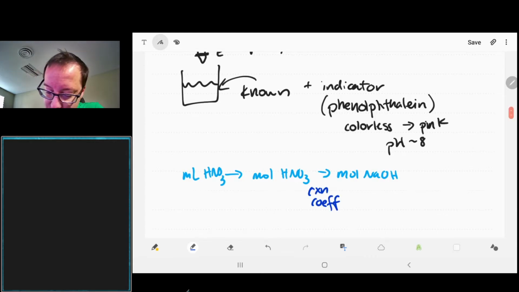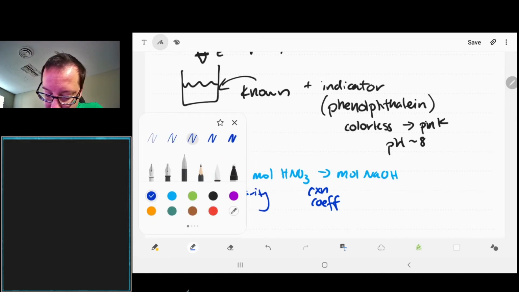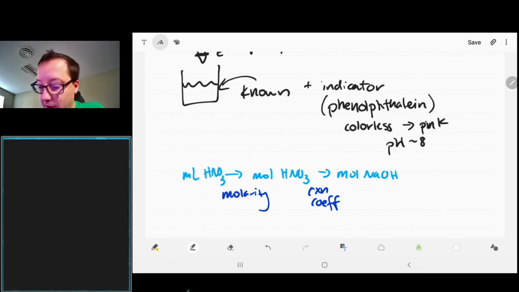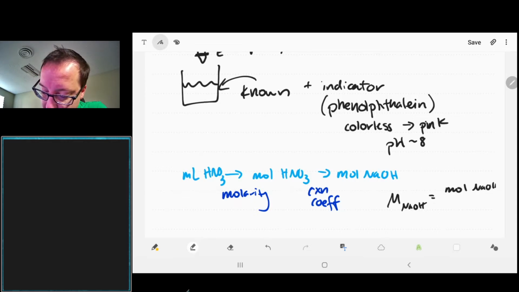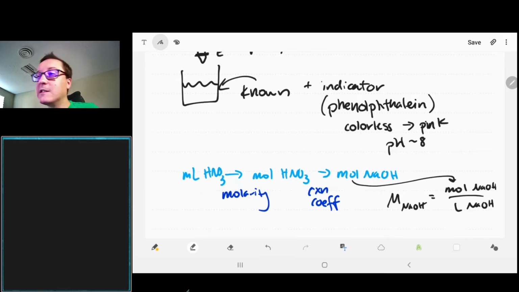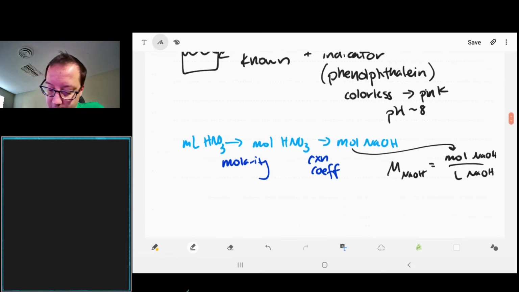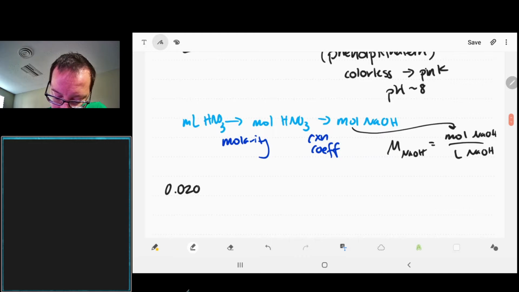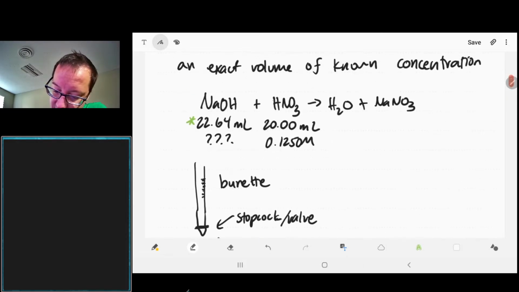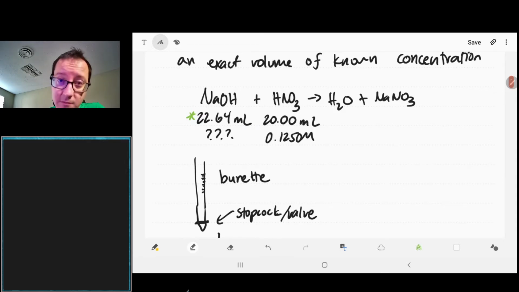This is our reaction coefficients here, and this is our molarity. And remember, in order to find the molarity of NaOH, that'll just be the moles of NaOH over the liters of NaOH. And so whatever answer we get out from this unit conversion will plop into that formula there. So we have 0.02 liters of nitric acid, and its molarity was, so again, I've just converted to liters. Hopefully that's not problematic.